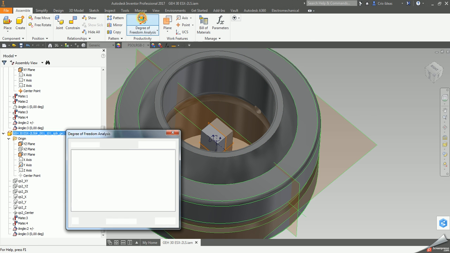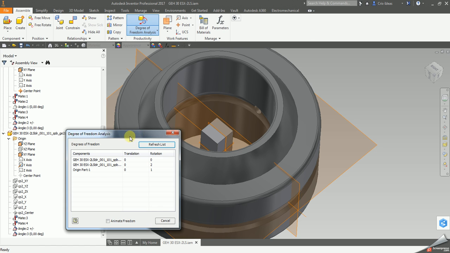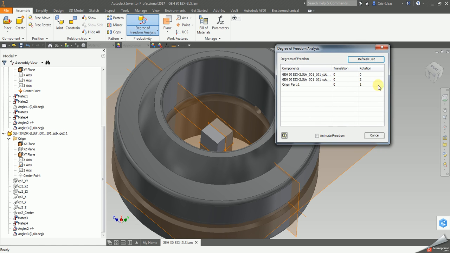If we do the degree of freedom analysis, we are getting that the origin part has a single degree of freedom. That is true, but we are getting an incorrect number of degrees of freedom for the outer ring of the spherical bearing, because it does not have 2 degrees of freedom. It can only have one single degree of freedom, that is to go with the cube. So this is not consistent with the geometry as defined.